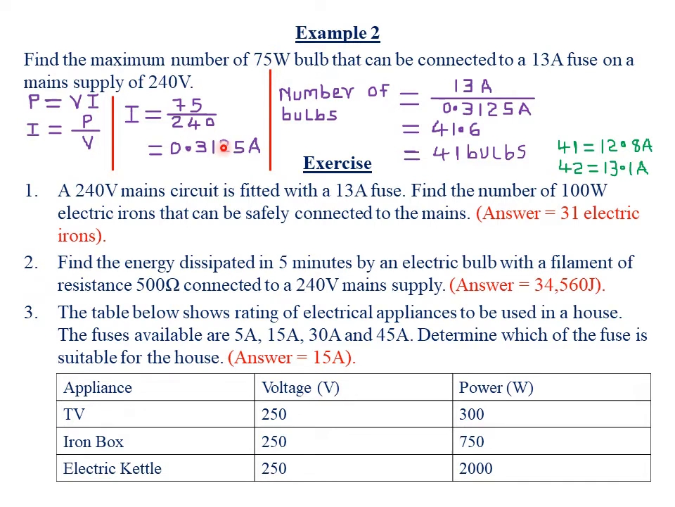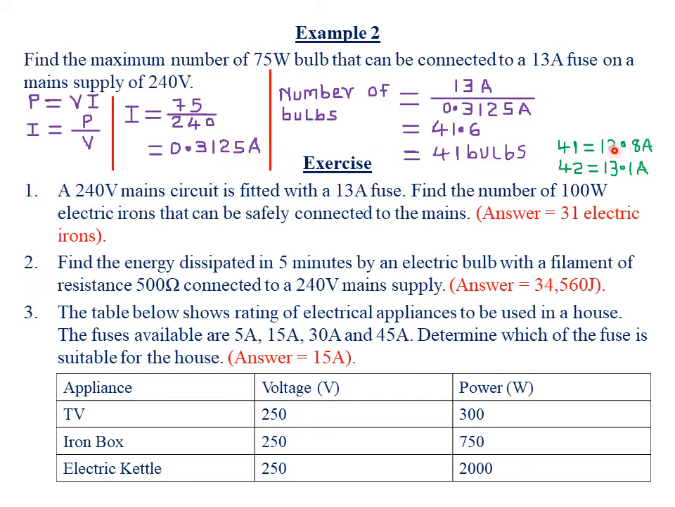Therefore, to find the number of bulbs that will be appropriate for a 13 ampere fuse, we'll take the 13 ampere fuse divided by the current for each bulb. So if you divide 13 by 0.3125 amperes, you'll find 41.6. But remember, you cannot have 41.6 bulbs. So the number of bulbs needs to be a whole number. So we are either talking of 41 bulbs, or if we round off to the nearest whole number, we can get to 42 bulbs.